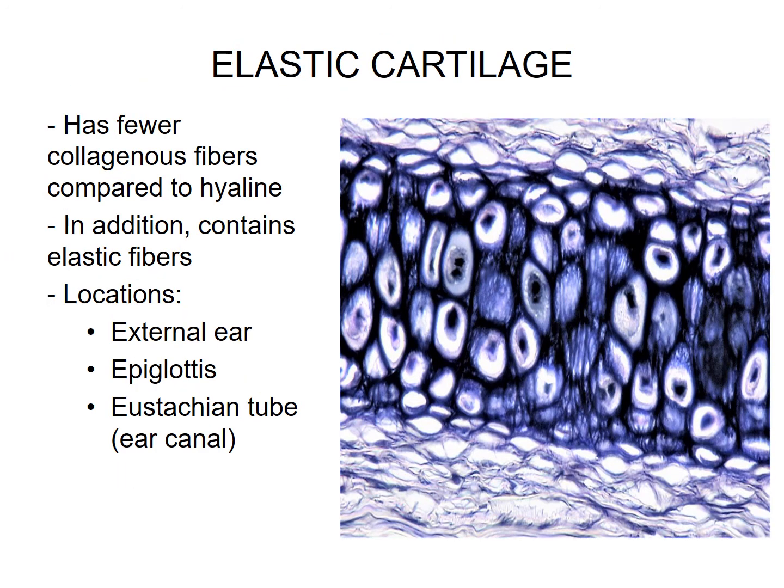Elastic cartilage. A lot of elastic fibers are found in the matrix, and this stuff is really, really stretchy. We talked about 3 locations where they're at. The main one we want you to know for right now in this module is the outside of the ear. When we get to the last module for the semester, we'll talk about the eustachian tube, and then we'll introduce the epiglottis in more detail next semester. So outside ear, really, really flexible, bendy, twisty.